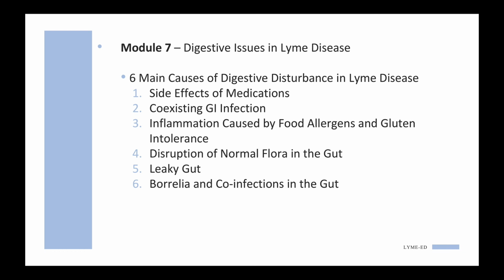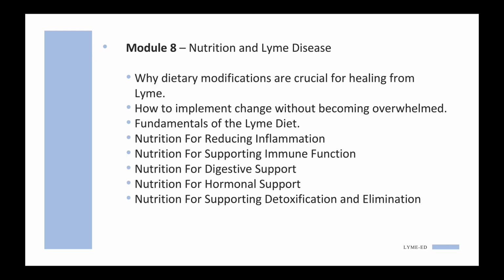Module 7 is digestive issues in Lyme. I outlined 6 main causes of digestive disturbance in Lyme, including side effects of medications, coexisting GI infection, inflammation caused by food allergens and gluten intolerance, disruption of normal flora in the gut or dysbiosis, leaky gut, and then the Borrelia and co-infections themselves in the digestive system.